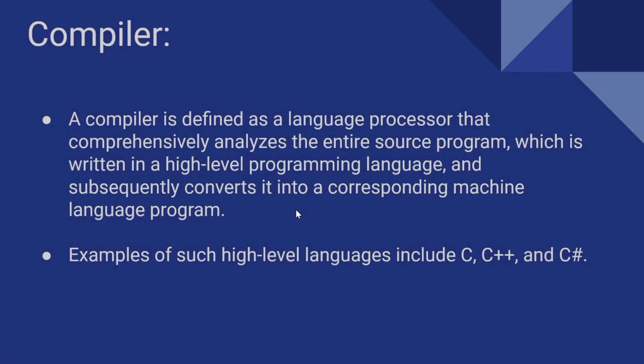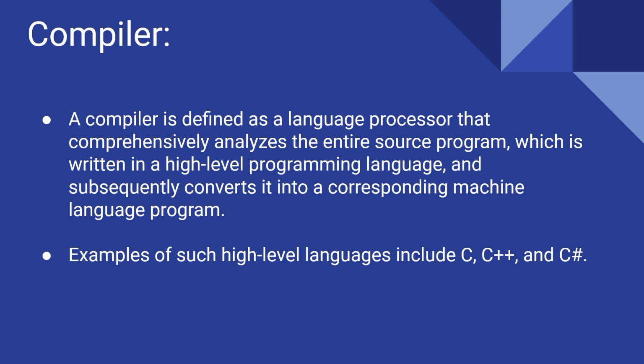Okay, we can see the compiler. A compiler is defined as a language processor that comprehensively analyzes the entire source program, which is written in a high-level programming language, and subsequently converts it into a corresponding machine language program. Examples of such high-level languages include C, C++, and C#. Okay, how does a compiler work?